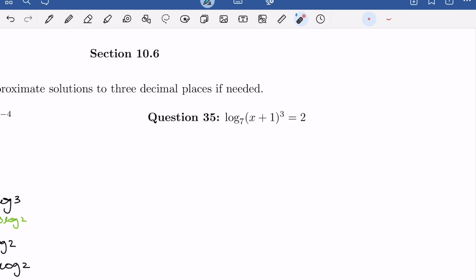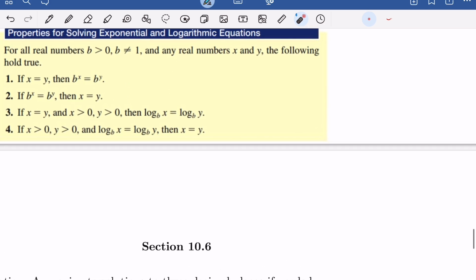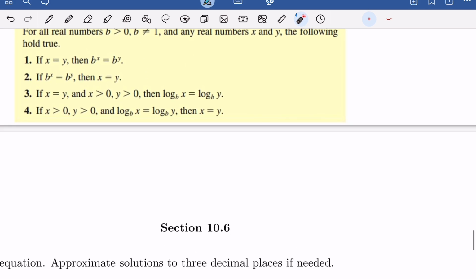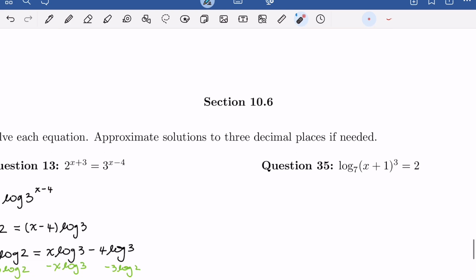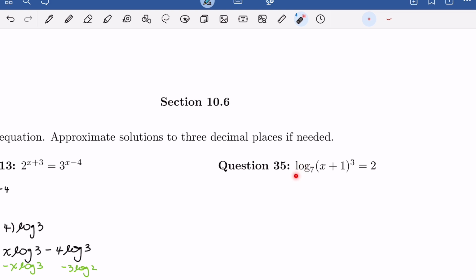For this next equation here, we have log base 7 of x plus 3 cubed is equal to 2. So again, we want to solve this equation for x. The first step we should do is try to undo this log base 7. Going back to our properties, we're going to use the first one: if x is equal to y, then b to the x is going to be equal to b to the y. So let's take both sides of our equation to the same base. In this case, we're going to choose base 7, so it'll undo this log base 7 here.